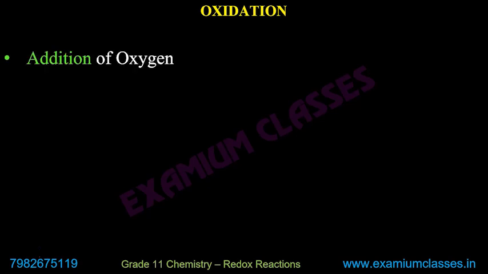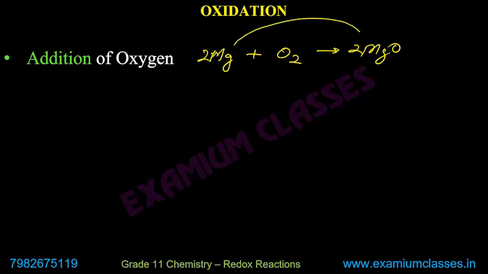So oxidation, we will say that oxidation is taking place when any of these is happening. Whether there is addition of oxygen taking place, and this is something you know from your previous classes as well, that magnesium when reacts with oxygen, it gives you magnesium oxide. So oxygen is getting added on magnesium. If you see from magnesium to magnesium oxide, oxygen getting added.